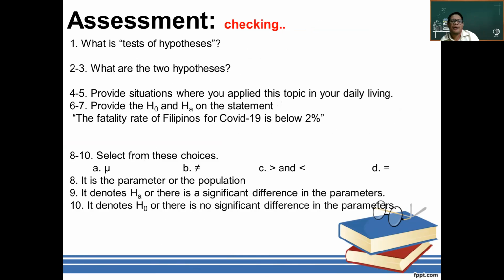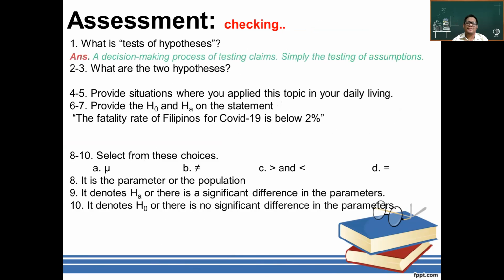First question: what is test of hypothesis? We have gone over this again and again, right? Test of hypothesis is a decision-making process of testing claims, or simply testing of assumptions. Okay, 1 point. What are the two hypotheses? Yes, Eugene, the null and the alternative, correct? The null hypothesis, or HO, and the alternative, HA. For number 4 and 5, I'll be the one to check, so just leave it already, okay?